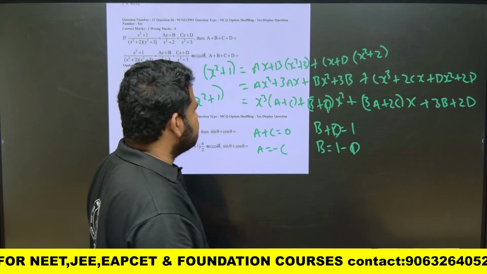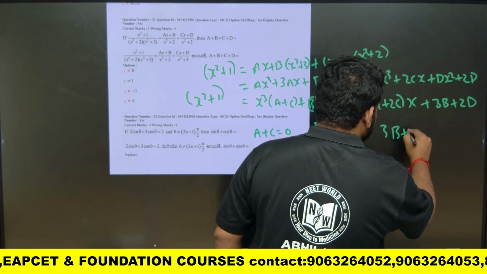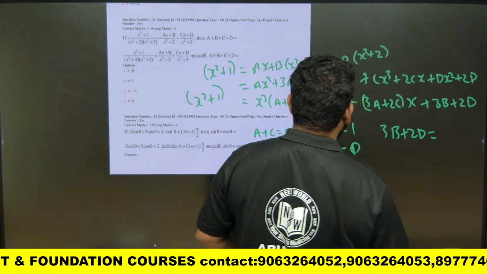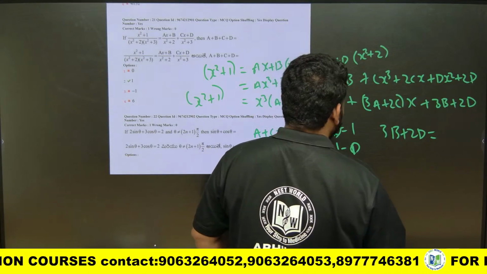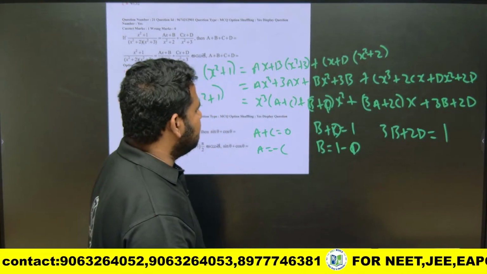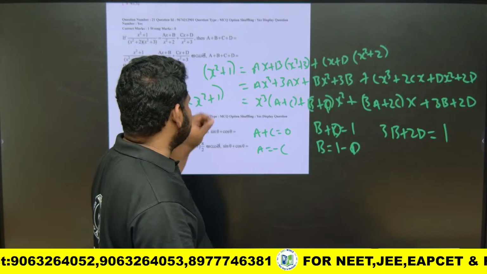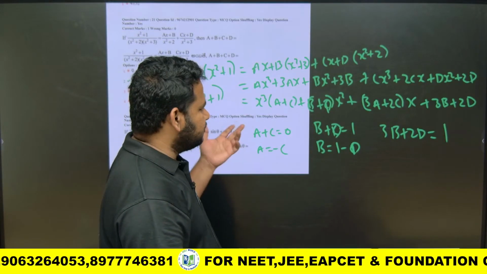Now, what about the constant? The constant we have is 3b plus 2d, and 3b plus 2d is equal to 1. What about 3a plus 2c, the coefficient of x? Here there is no x term, so 3a plus 2c will be equal to 0.